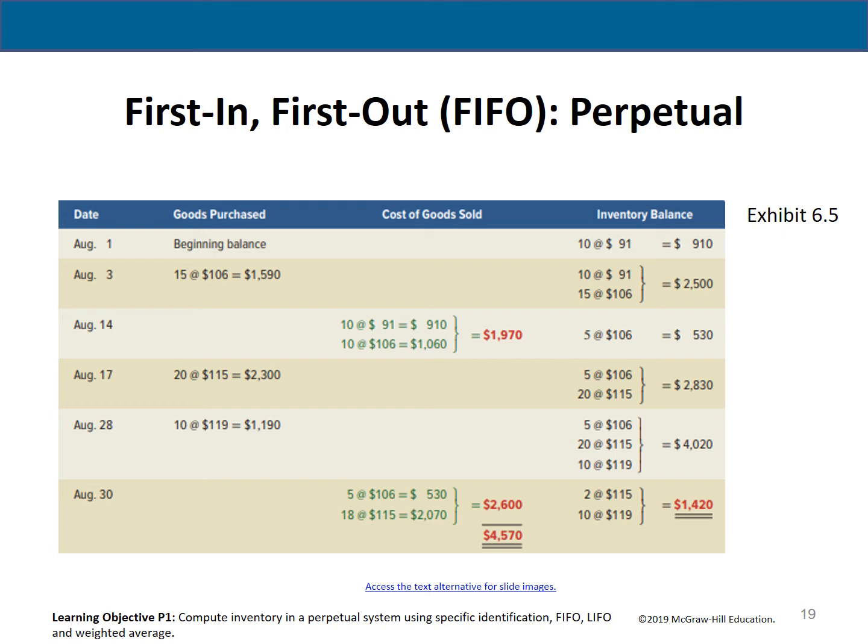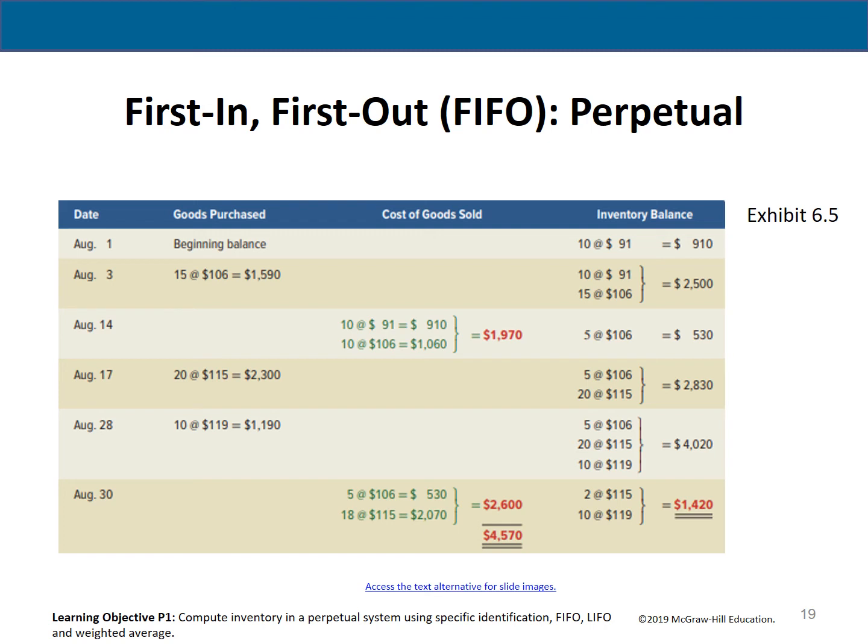Okay, we have 5 that cost $106, and now we bought 20 more that cost $115. So now we have 2 distinct layers of inventory. And if you're like, why are we layering these? Because we need to keep separate costs separate from oldest to newest. Then on the 28th, we buy 10 more that cost $119 for a total cost of $1,190.